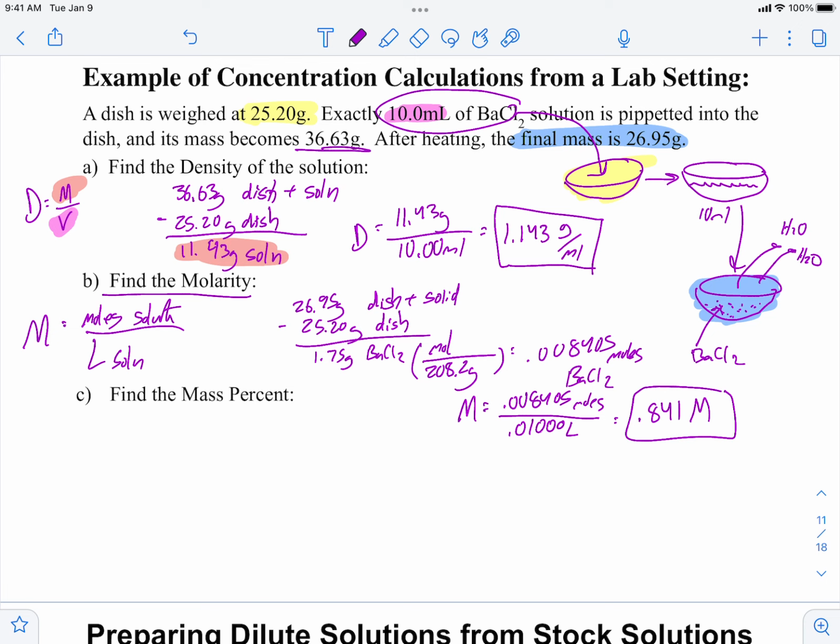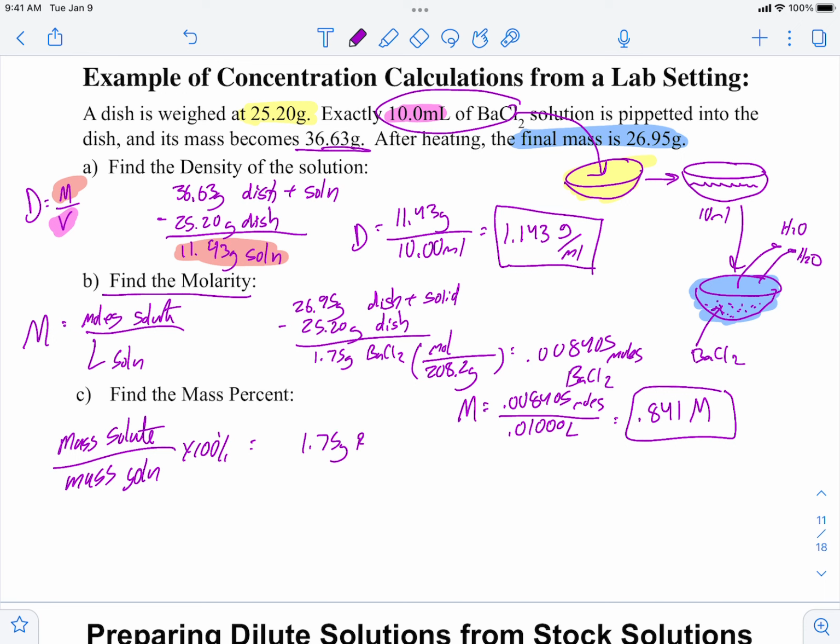And the last thing is to find the mass percent. So I need the mass of the solute and I need the total mass of the solution. And I think both numbers are on there already. What's my mass of solute? From the screen. Will I see that again?